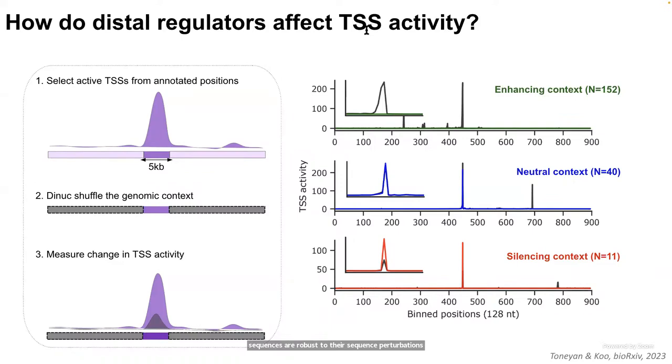And at the bottom, the predicted TSS signal increases after the context shuffling, which is indicated in the red color, suggesting that there were silencers in the context that got destroyed after the shuffling. So we refer to these sequences as silencing context. And we have used these three sequence categories in subsequent experiments to understand the differences between these.